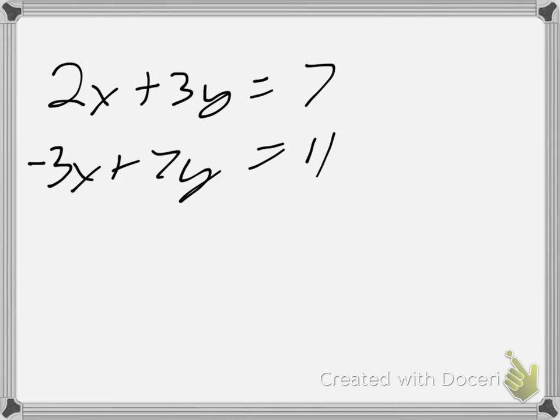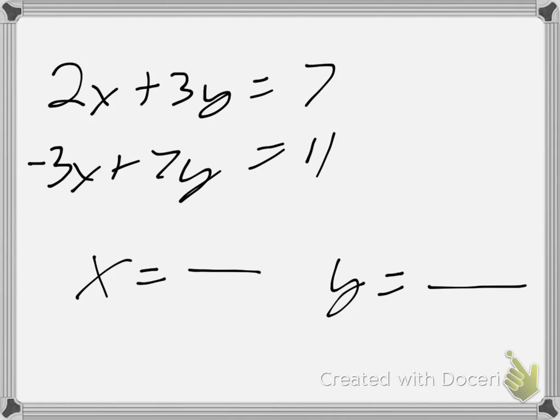We know how to solve those: graphing, substitution, elimination. There's another way. This way is called Cramer's rule. What Cramer's rule does is it uses the coefficients of the system and the coefficients from the two equal sides on the right. And basically it's two fractions: x equals one, y equals another.